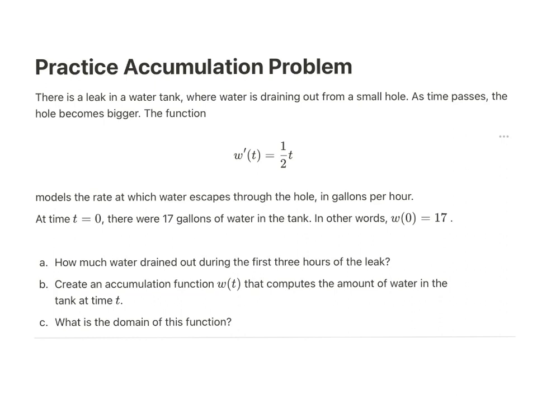Okay, so I'm going to address these three. It's not going to take that long. This is a relatively straightforward accumulation problem, but I'll walk you through each piece of the process, and hopefully this will help you have a better understanding of how to attack these problems. Here we go.